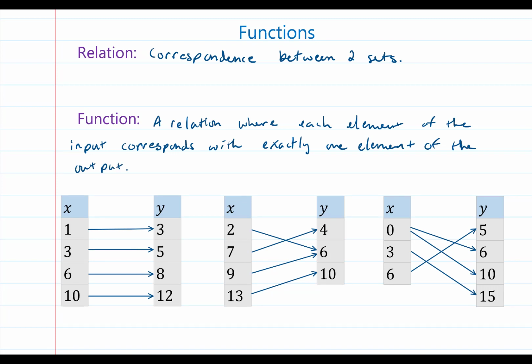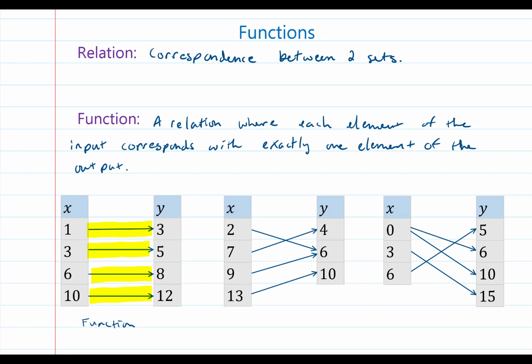And what I've included here are three mapping diagrams where the first column represents values for my x variable, which is my input or independent variable, and values of my y variable, which is my output or dependent variable. And what you see is the correspondence from x to y using arrows. And so we see that 1 is corresponding with 3, 3 with 5, 6 with 8, and 10 with 12, meaning that each element of my independent variable is corresponding with one element of my dependent variable, meaning that this relation represents a function.